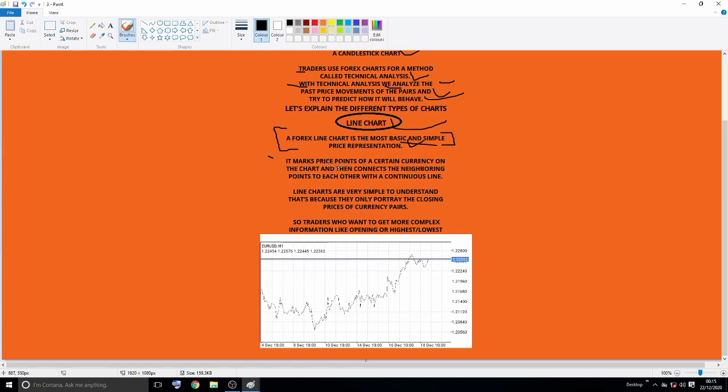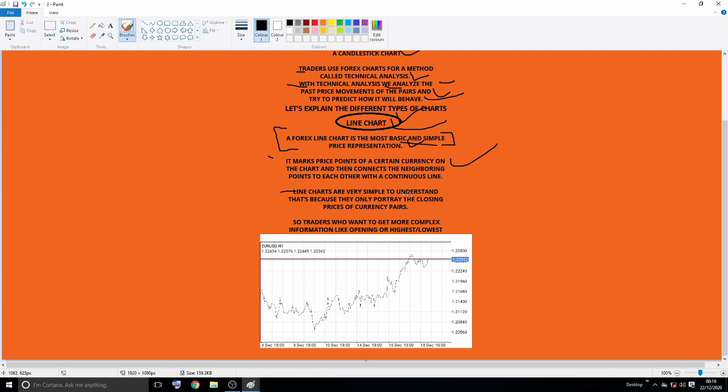It marks price points of a certain currency on the chart, and connects the neighboring points to each other with a continuous line. So a forex line chart marks each and every step of the price and then connects all those dots with one continuous line. That's why it's called a line chart. It connects each and every dot that the market made, and makes it one moving line.